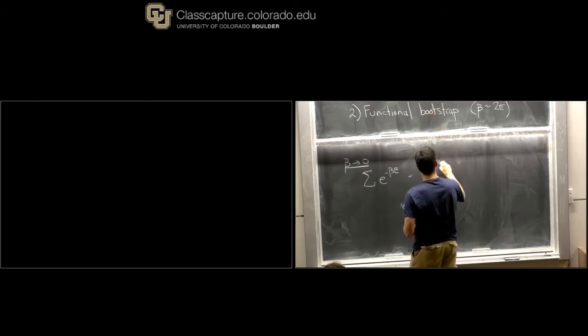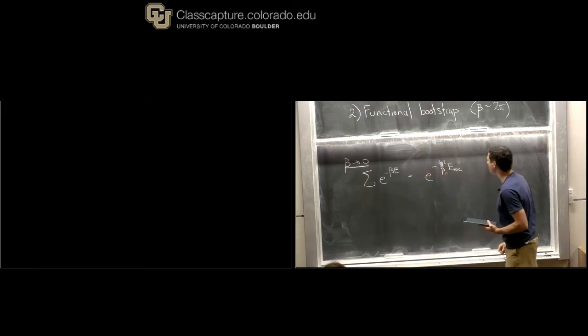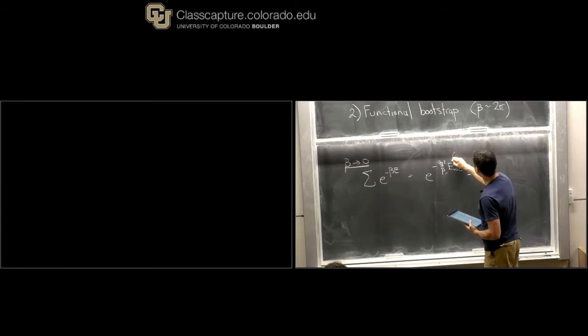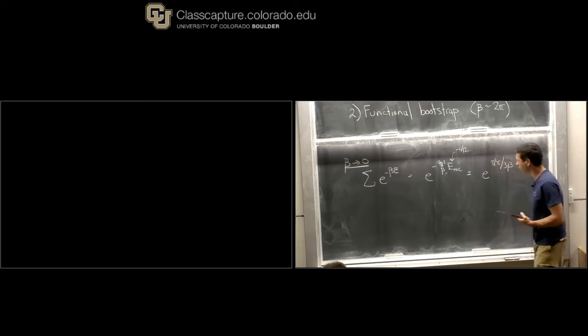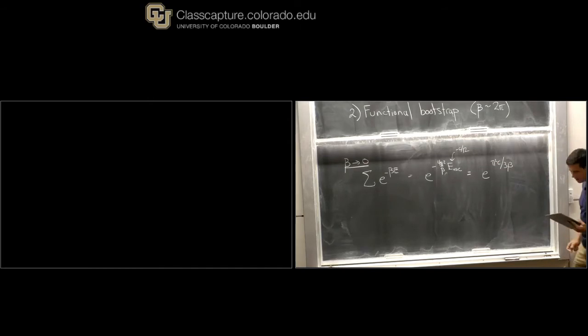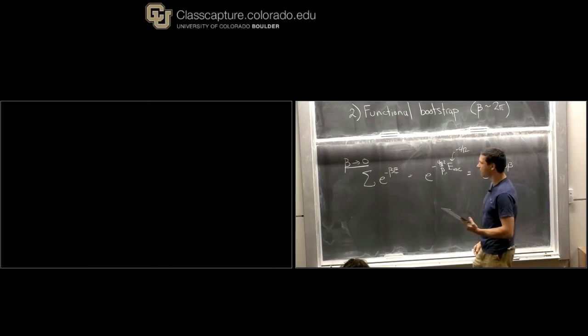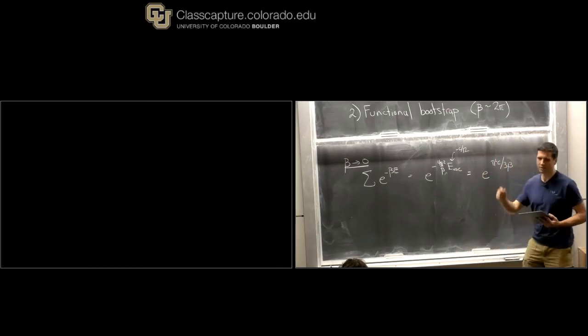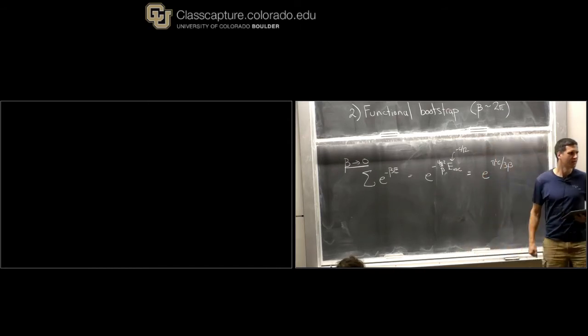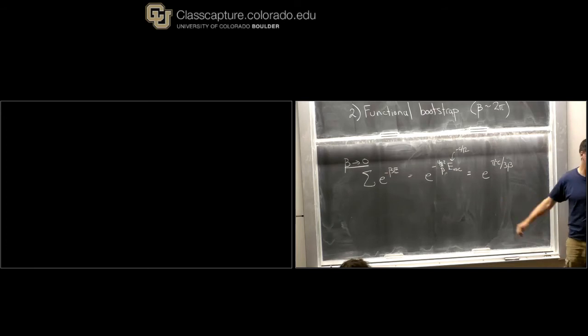So this is 4 pi squared over beta times the energy of the vacuum state, which itself is minus c over 12. So that's e to the pi squared c over 3 beta. And here we see what is basically the first trick of bootstrap, is to be able to solve equations like this.